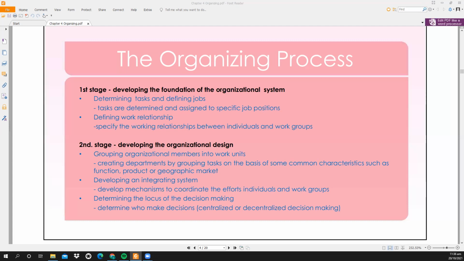And then next, developing an integrating system. Develop mechanisms to coordinate the efforts of individuals and work groups. Again, we need to connect the effort of each individual. Determining the locus of decision making: determine who makes decisions. This can be centralized or decentralized decision making. That is, whether only top management is involved, or we can also involve the subordinates.